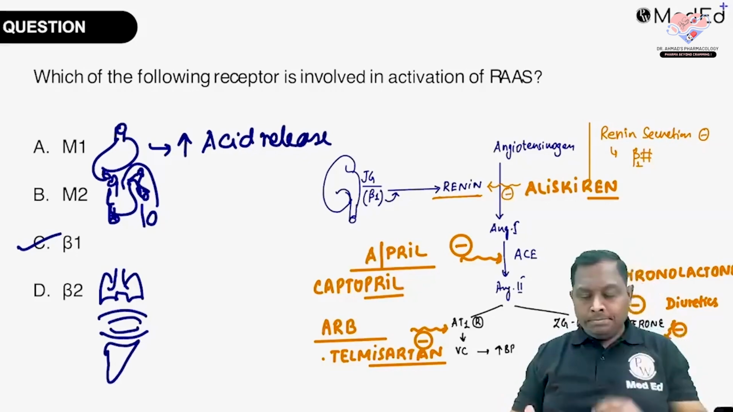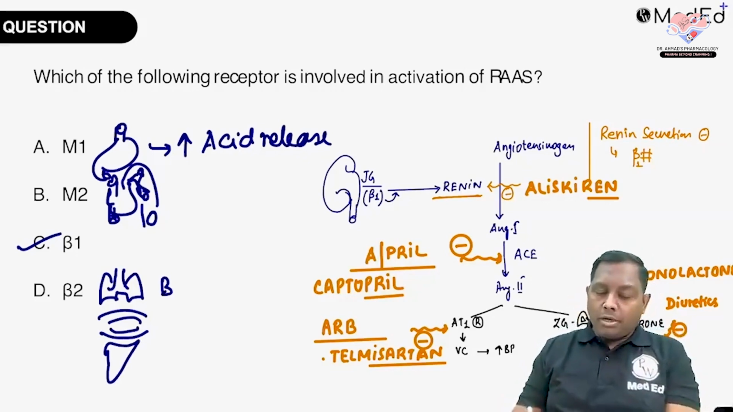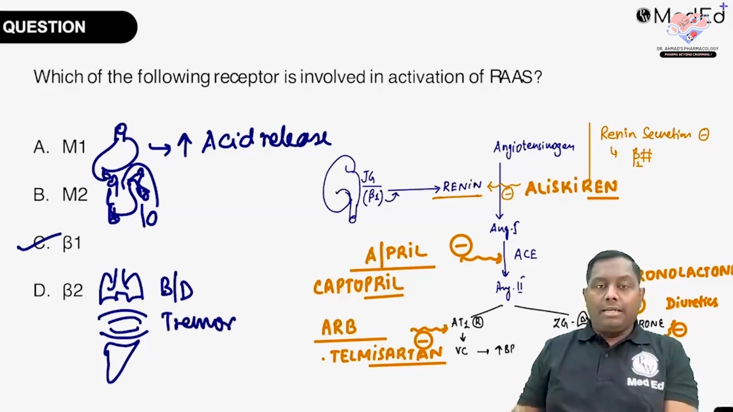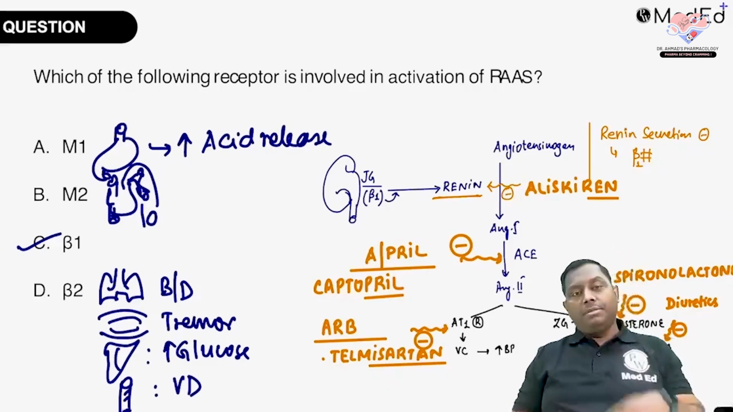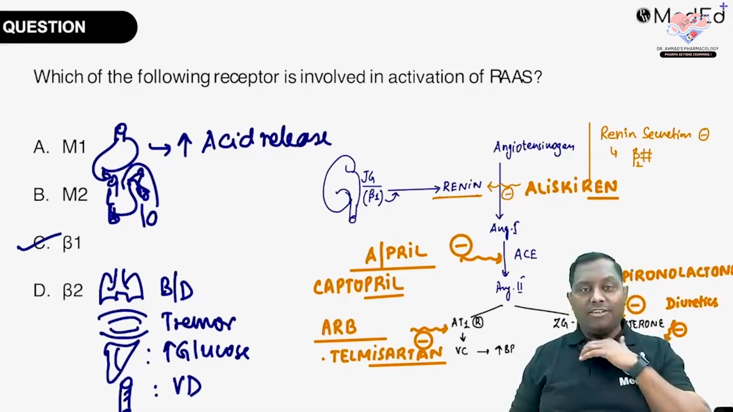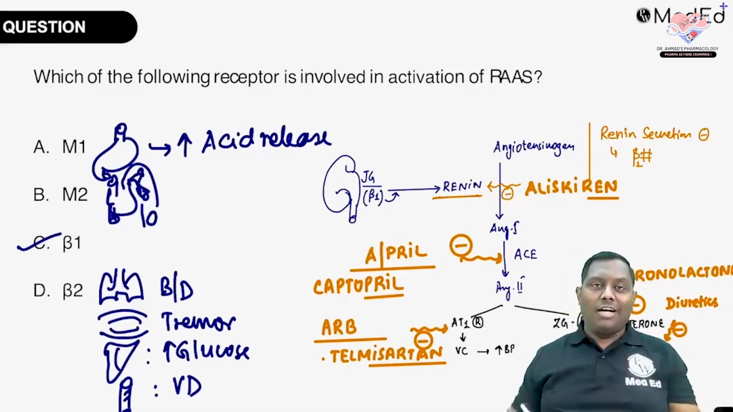At the lungs, beta 2 causes bronchodilation. At the skeletal muscle, it causes tremor. At the liver, it causes gluconeogenesis and glycogenolysis, and therefore there is an increase in the level of glucose. And beta 2 is also present on the blood vessel, where it causes vasodilatation. So beta 2 is present at multiple places, and all their locations and functions we have already covered in this question.